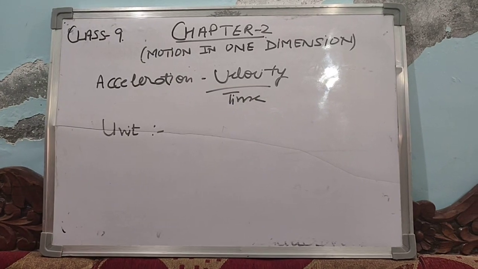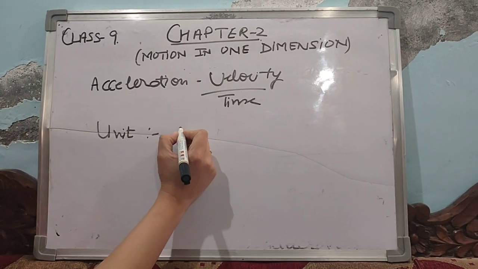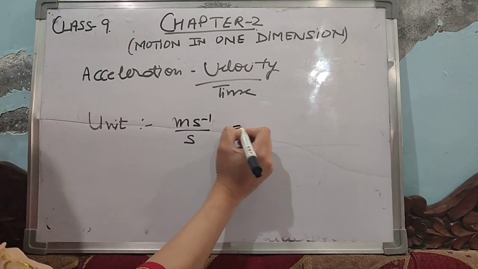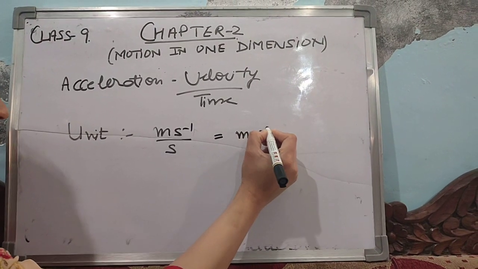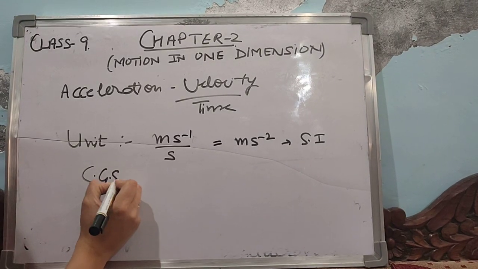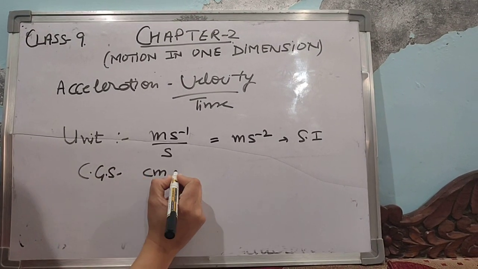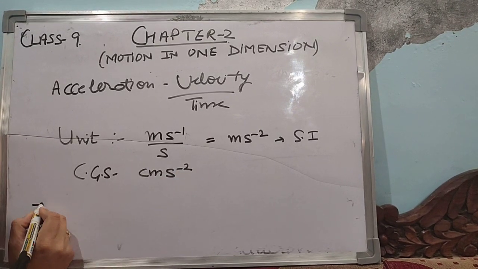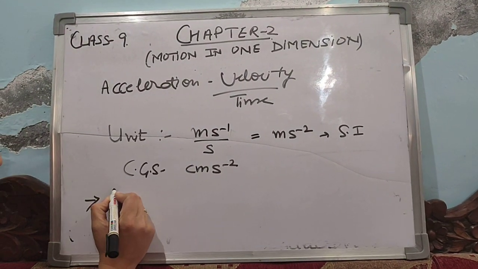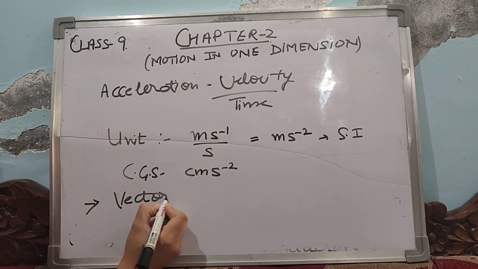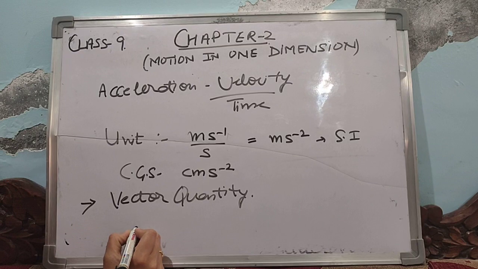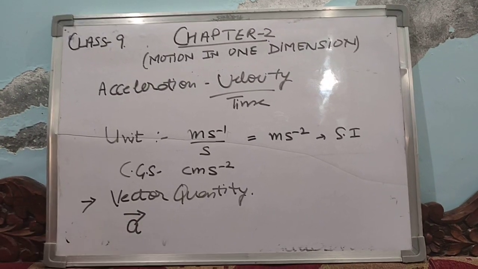So the unit for acceleration will be: we know the unit of velocity is meter per second and the unit for time is second. So the unit for acceleration is meter per second square. This is your SI unit, and the CGS unit for acceleration is centimeter per second square. Remember, acceleration is a vector quantity, and the symbol to denote acceleration is a bar.